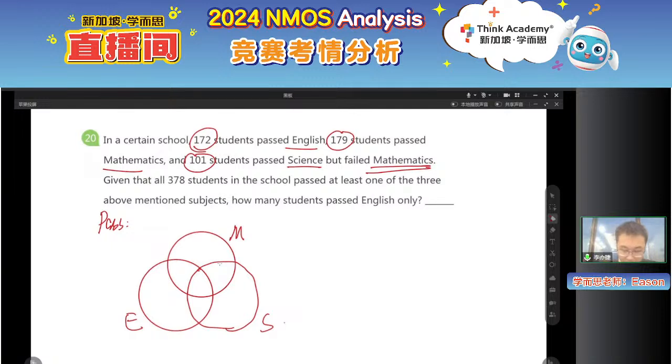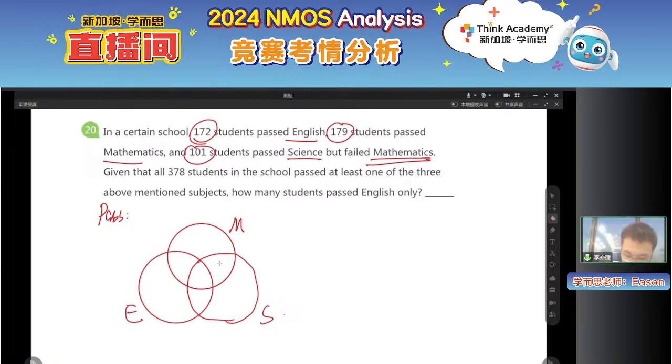So first, for the 172 students who passed English, this circle is the 172. And for the 179 who passed math, this is the group who passed math. Now the remaining area, which is A, B, C, right? So A plus B plus C is those who failed math. We can use the total to subtract the passing math, which is 199. So A plus B plus C is 199.